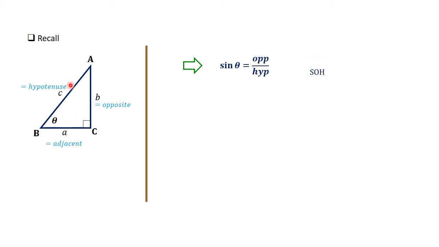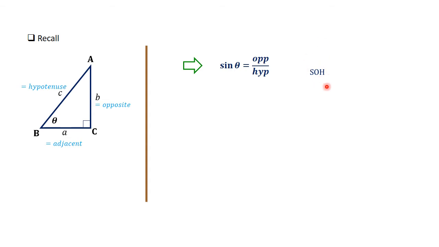I need to mention that SOH is used as an acronym or abbreviation, with S representing sine, O representing opposite, and H representing hypotenuse.